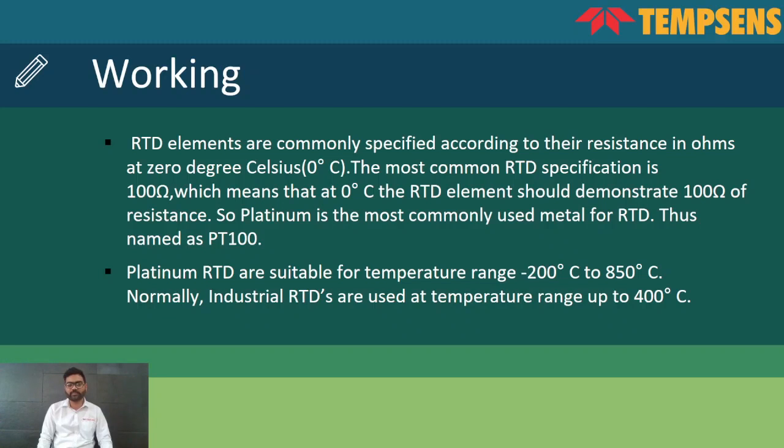Platinum is the most commonly used metal for RTD because of high accuracy, excellent repeatability, linearity over a wide range of temperature. Platinum provides large enough resistance change per degree change in temperature. Platinum RTD is suitable for temperature range -200 degrees Celsius to 850 degrees Celsius. Normally, industrial RTD are used at temperature range up to 400 degrees Celsius.